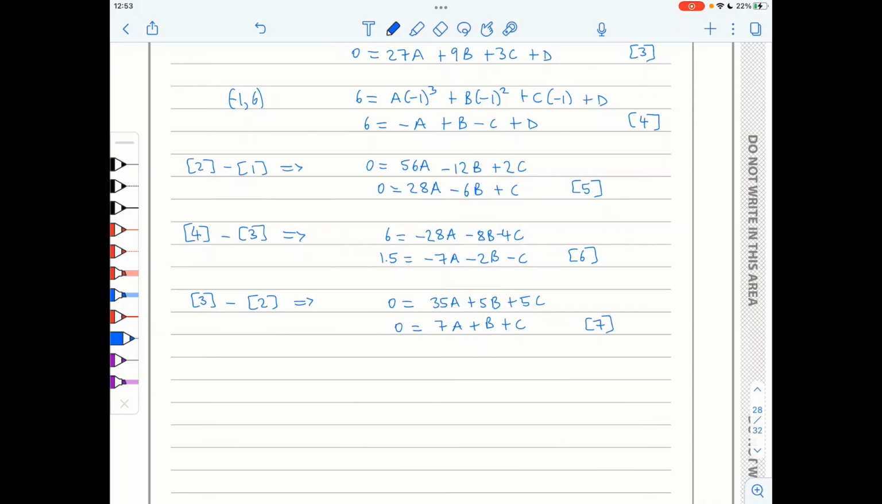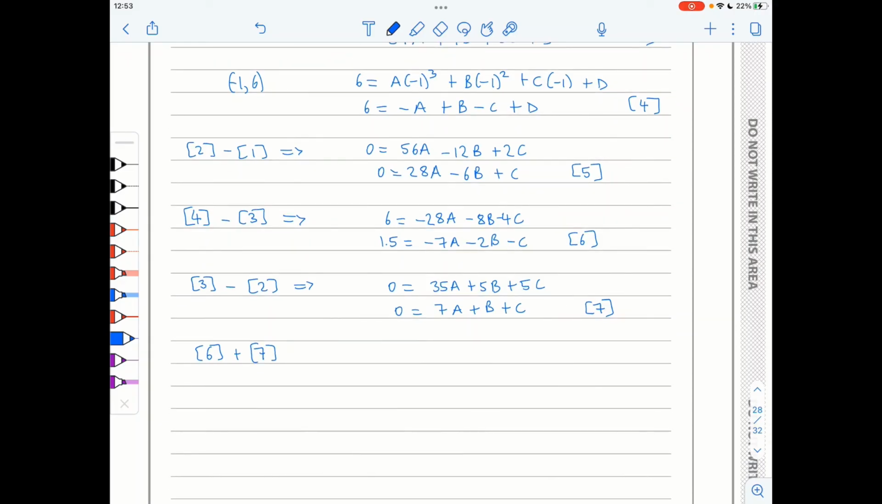Now, if I add 6 and 7 together, I see that I eliminate everything and I can get b, because I get 1.5 is negative b. So minus 1.5 is the value of b. Now, we've got the value of b here.